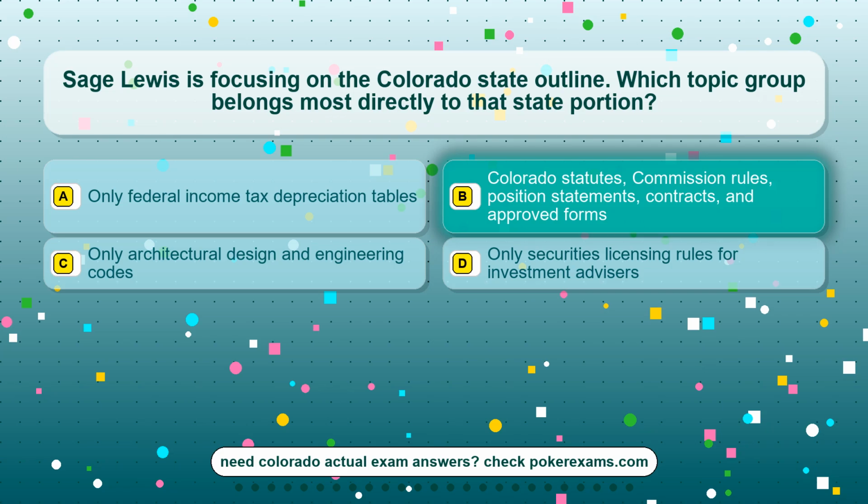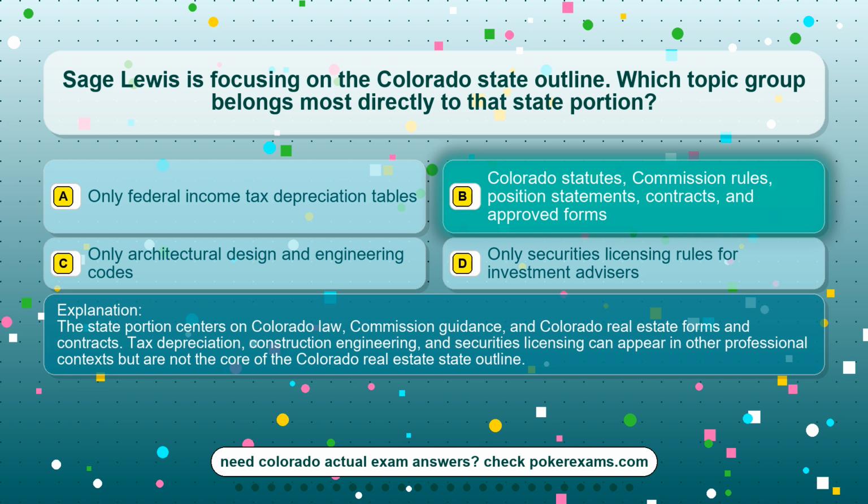The correct answer is option B, Colorado statutes, commission rules, position statements, contracts, and approved forms. The state portion centers on Colorado law, commission guidance, and Colorado real estate forms and contracts. Tax depreciation, construction engineering, and securities licensing can appear in other professional contexts but are not the core of the Colorado real estate state outline.